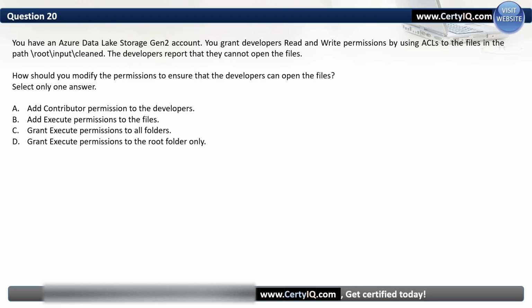Question 20. You have an Azure Data Lake Storage Gen 2 account. You grant developers read and write permissions by using ACLs to the files in the path /root/input/cleaned. The developers report that they cannot open the files. How should you modify the permission to ensure that the developers can open the files? Select only one answer.